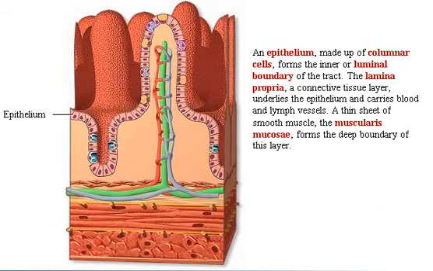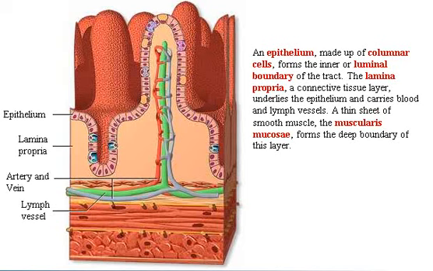An epithelium, made up of columnar cells, forms the inner or luminal boundary of the tract. The lamina propria, a connective tissue layer, underlies the epithelium and carries blood and lymph vessels. A thin sheet of smooth muscle, the muscularis mucosae, forms the deep boundary of this layer. Click the epithelium.